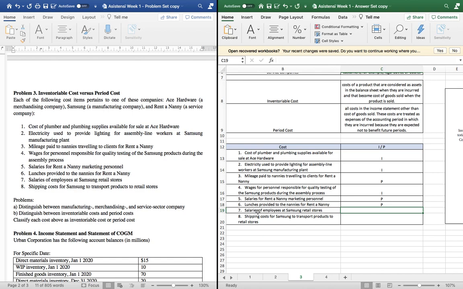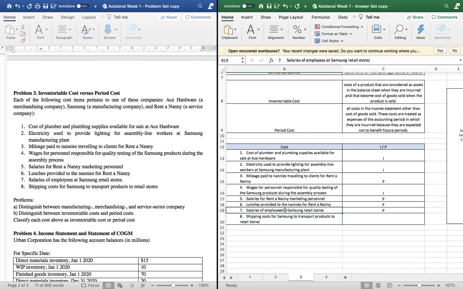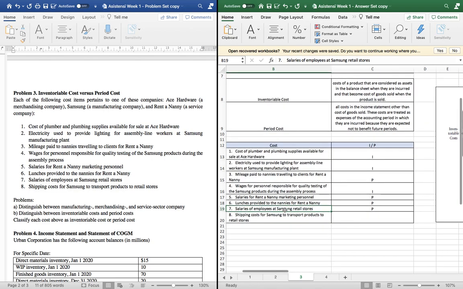Salaries for employees at Samsung retail stores, it is also a period cost. It means that these costs, salaries of employees at Samsung retail stores, are already costs incurred after the manufacturing process. We're already in the process of selling the products to the customers. So we don't account this one as inventoriable cost in our balance sheet. And the last one is shipping costs for Samsung to transport product to retail stores. This one is also a period cost because this is to distribute the finished goods to the customer.